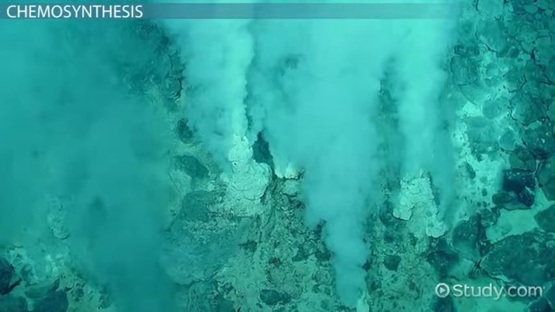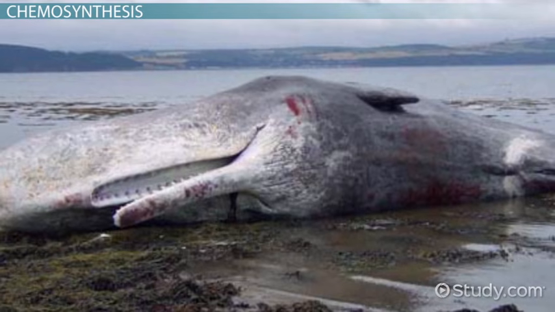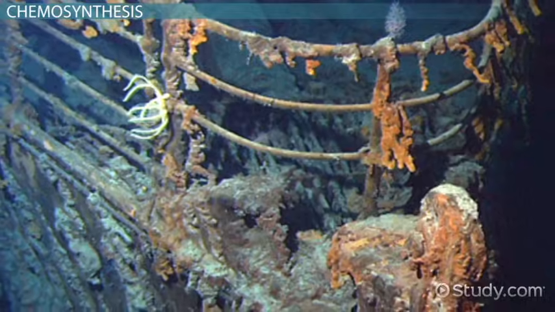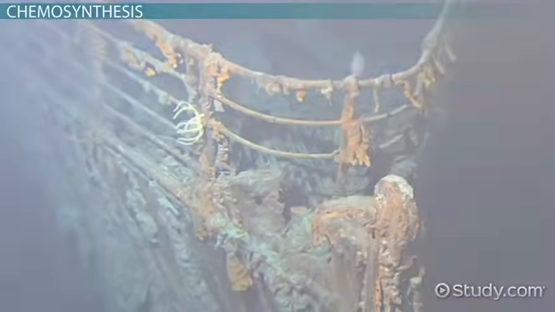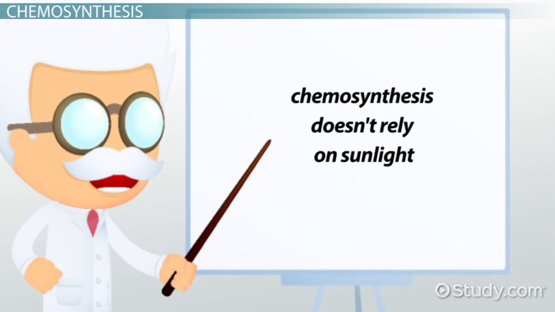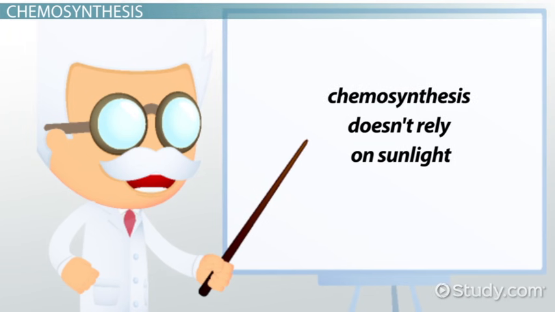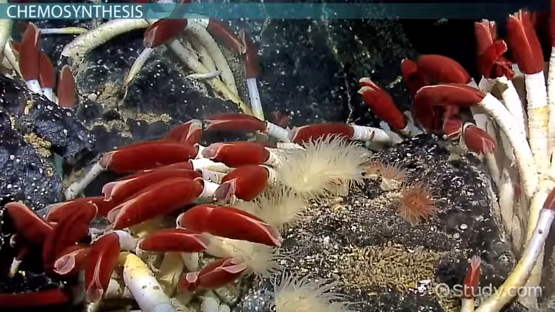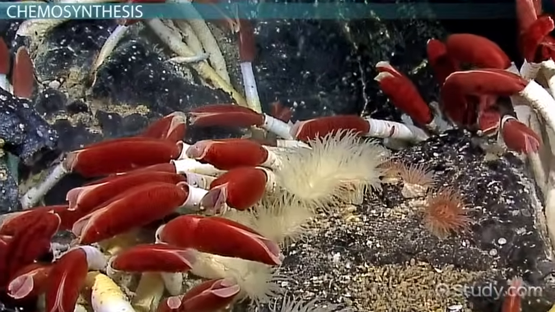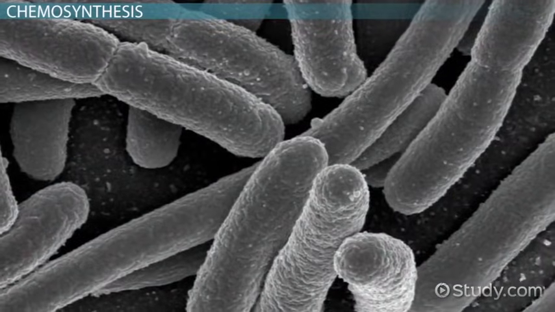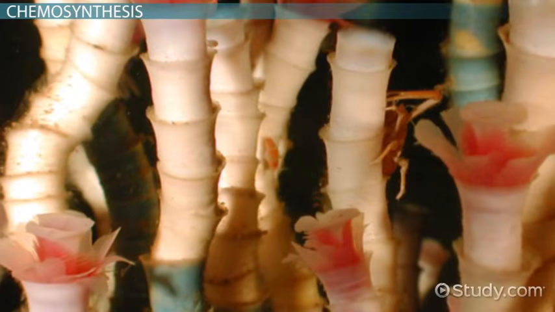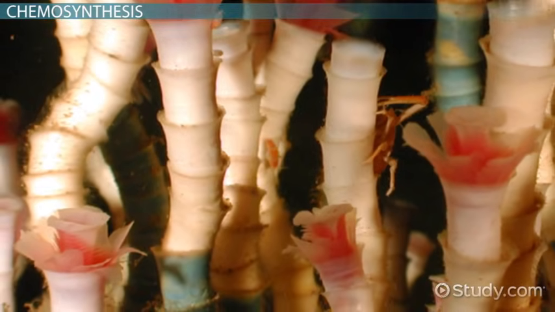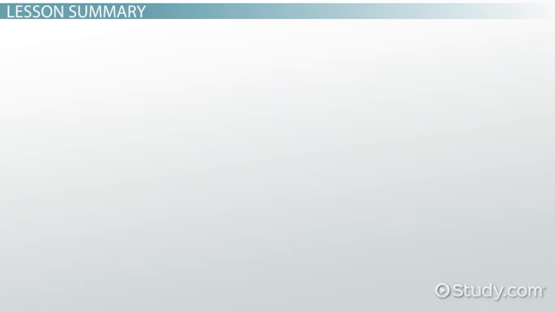Bacteria found next to hydrothermal vents, whale carcasses, cold seeps, and even sunken ships are known to utilize chemosynthesis to make their own food. The key thing is that chemosynthesis doesn't rely on sunlight, and thus deep sea communities can still thrive despite a lack of sunlight thanks to chemosynthesis. Bacteria that utilize chemosynthesis are known to provide a source of food for organisms such as giant tube worms, which can be found living next to hydrothermal vents.